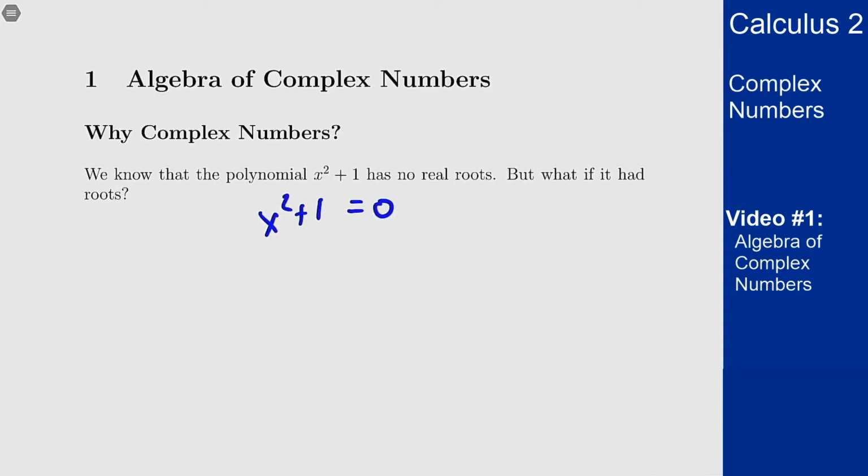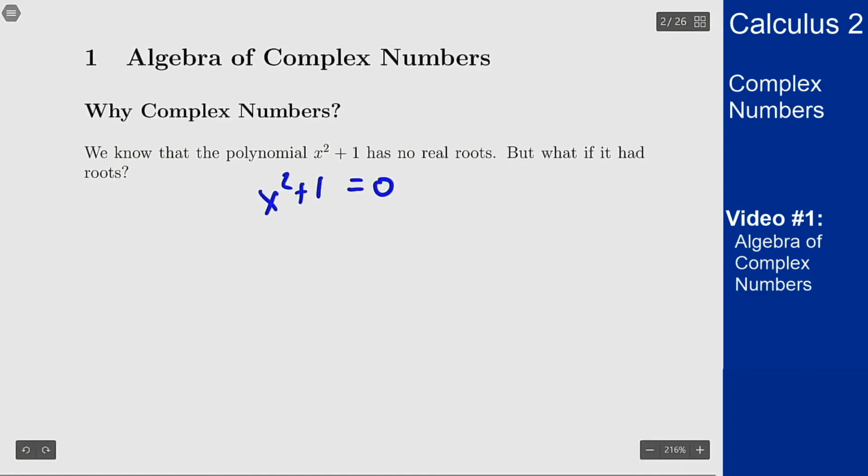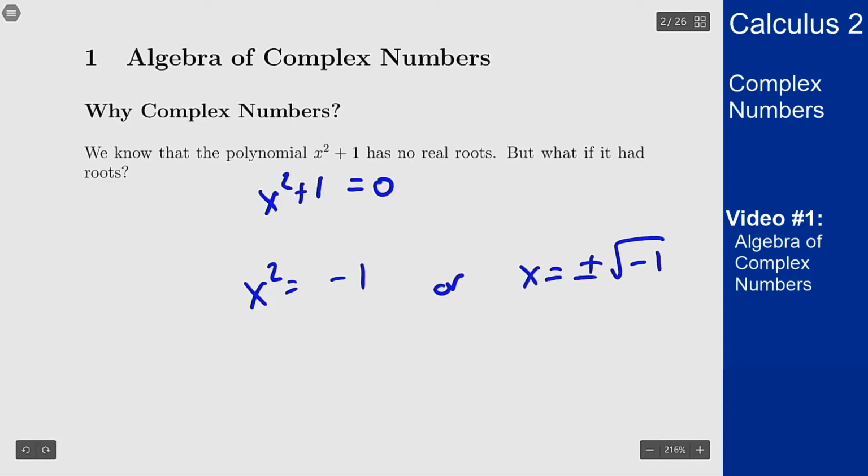But what if they did exist? What does that mean? Well, if they exist, then we know that a solution x to this equation must satisfy x squared equals -1, or x is positive or negative square root of -1. And again, since only positive numbers can be squares, we know this has no real solutions. So the idea of complex numbers is let's make one up and see what we can do with it. Once the solution exists, what else can we do with it?